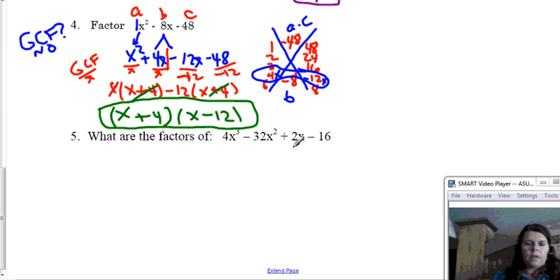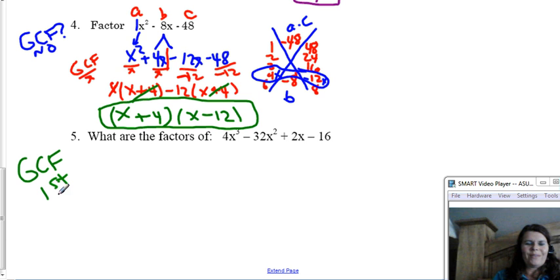Okay, number 5. Again, you split the middle. Oops, what did I forget first? GCF first. Always GCF first. I'm going to undo that split the middle. Let's get rid of that. If you did that, you should have said, hey, Miss Dole, you forgot to split the middle. I mean, you forgot to GCF. You forgot to take the GCF first.